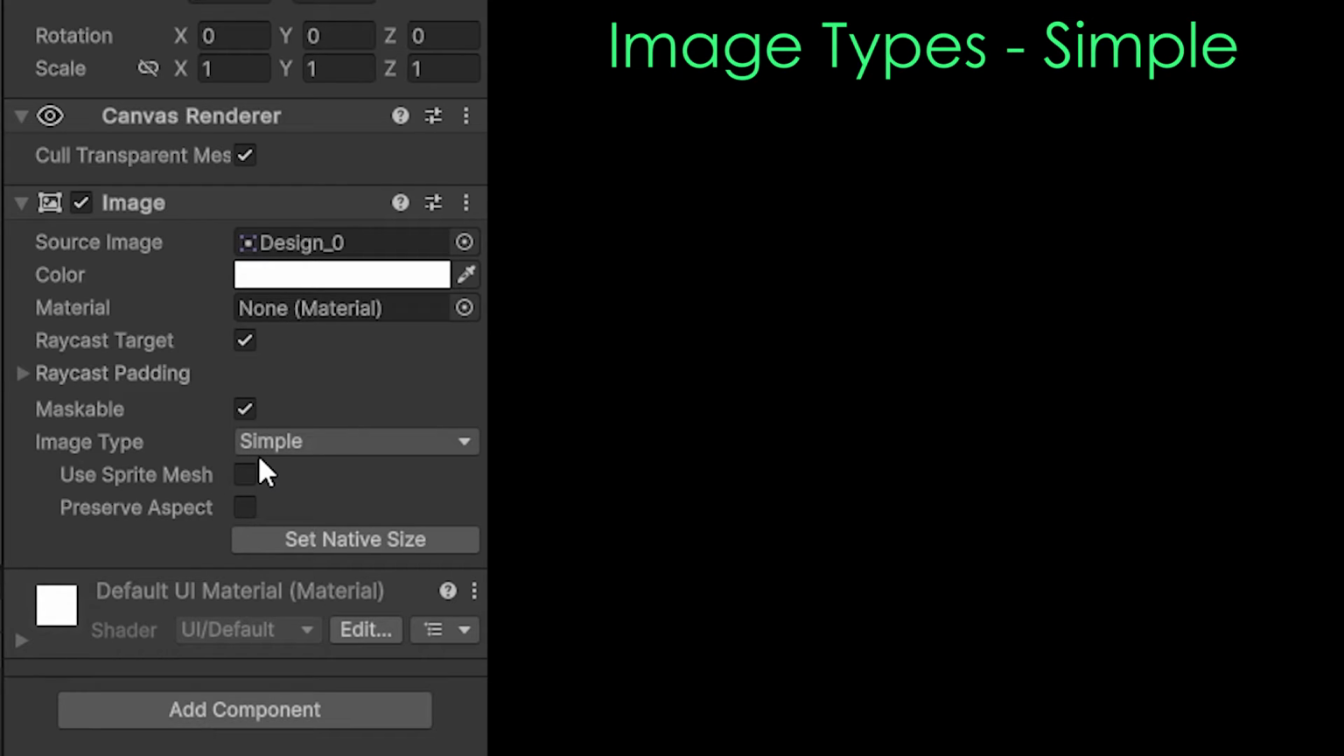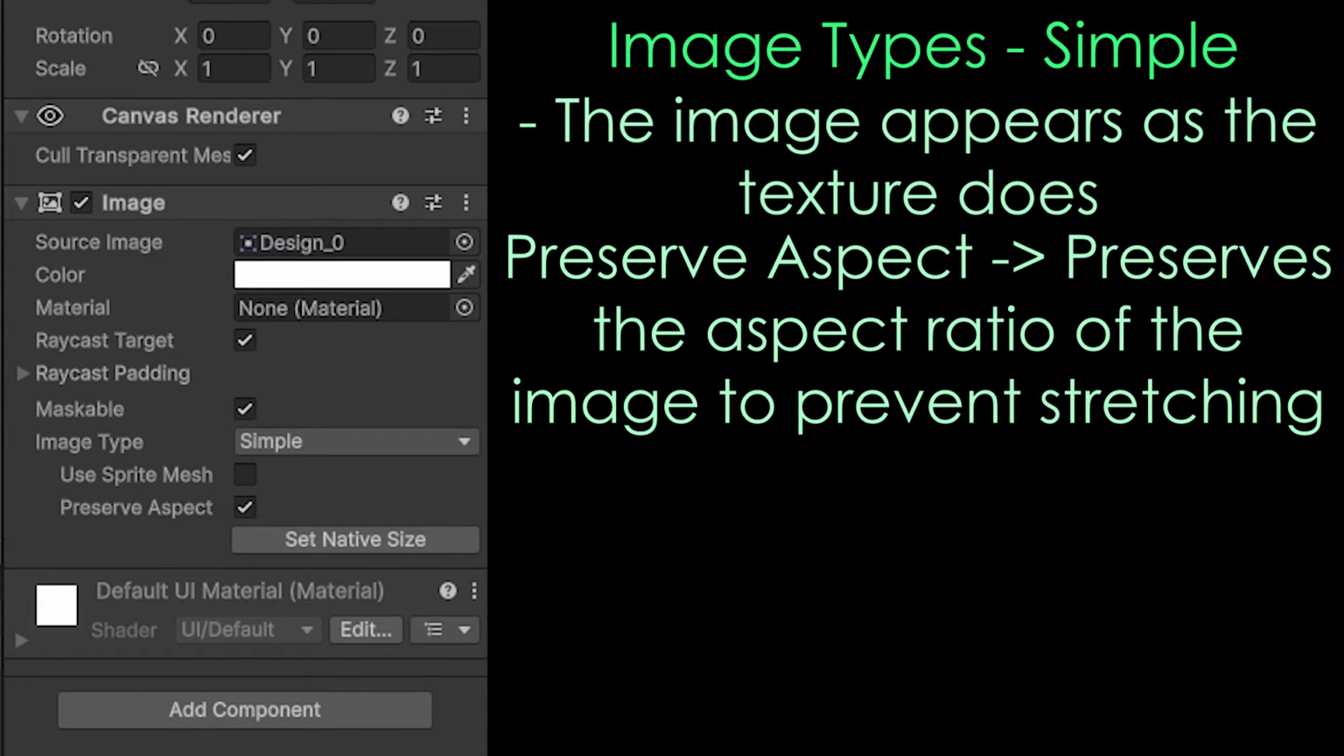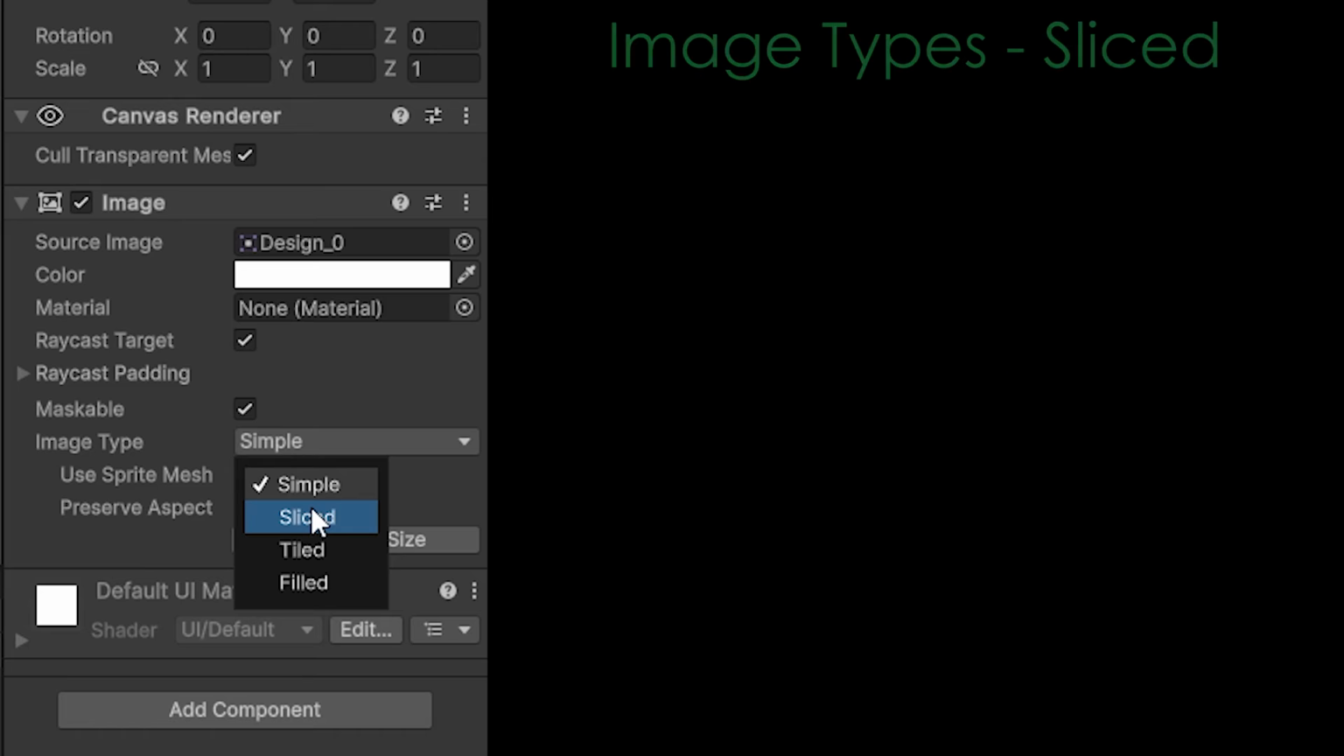Let's talk about image type. So simple, the image appears how it is. You expand it, it gets stretched. If you click preserve aspect ratio, that will literally preserve the aspect ratio of the sprite, so it will avoid stretching it. After simple, we have sliced.